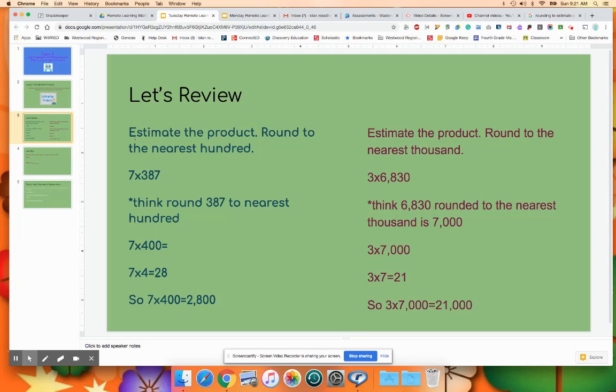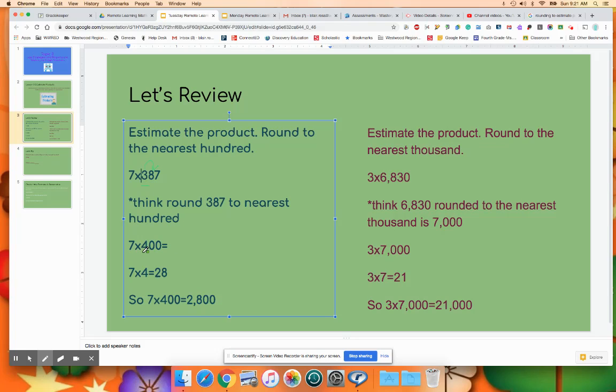So let's look here. It's asking you to estimate the product, round to the nearest hundred. So I have 7 times 387. I'm going to look at this 387 to round to the nearest hundred. Remember, it's telling me where to round to. So if you remember your rounding rules, the rounding place is the 3. Let me get my pen. I like to underline the 3 and draw the arrow to the neighbor, right? What does the 8 do to the 3? Bump it up or leave it alone? It's going to bump it up. So 387 is going to round to 400. And if you think of it on a number line, 387 is closer to 400 than it is to 300. So it's going to round to 400.